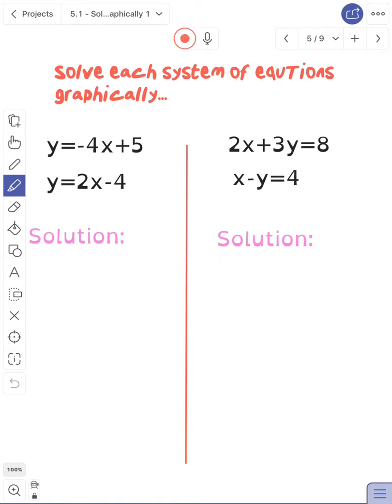So here's just a quick little introduction. I want to solve both of these equations graphically. We're going to use technology to do so. So we are first going to focus on this one here: y equals negative 4x plus 5 and y equals 2x minus 4. Just to see conceptually what we need to do, we need to graph both of them.